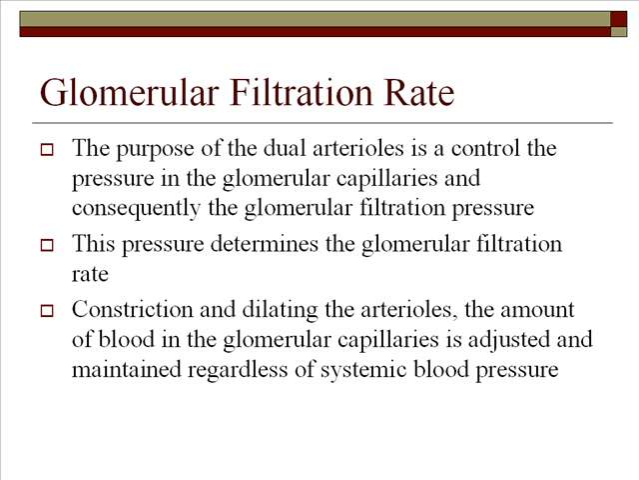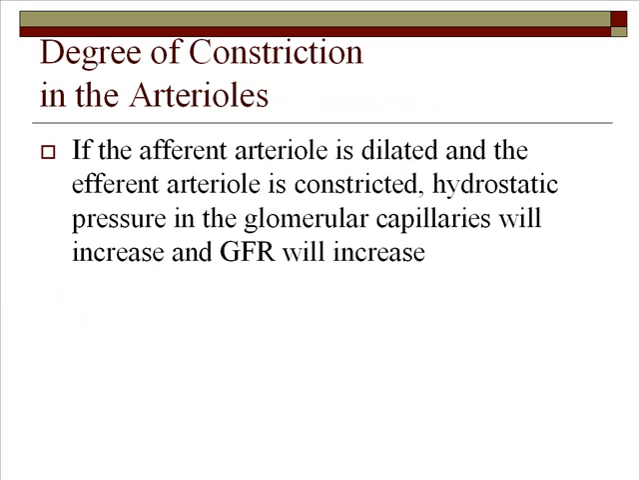Pressure determines the rate. Constricting and dilating arterioles restrict the amount of blood that actually enters into the kidneys, or enters into the capillary matrix, and it's adjusted and maintained dependent upon the reading of the systemic blood pressure. And so you'll see how these two arteries will intermix later on in the lecture.